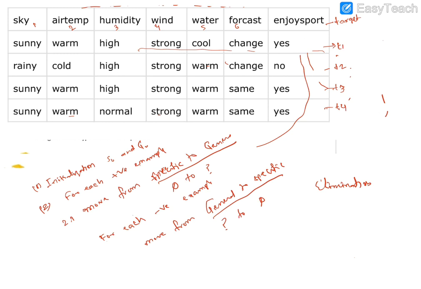Sunny, warm, high, strong, cool, change, yes. Rainy, cold, high, strong, warm, change, no. Sunny, warm, high, strong, warm, same, yes. Sunny, warm, normal, strong, warm, same, yes. So a total of 4 records are there.